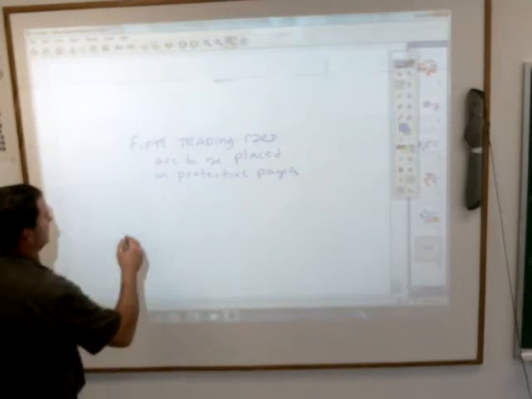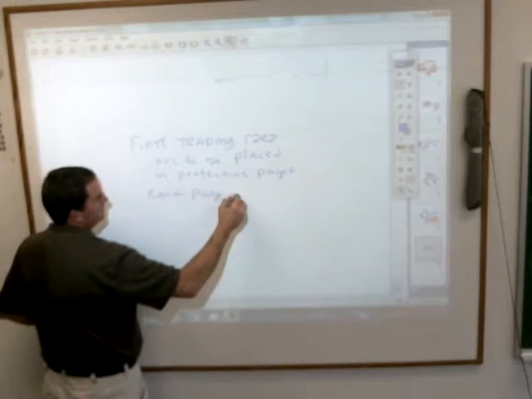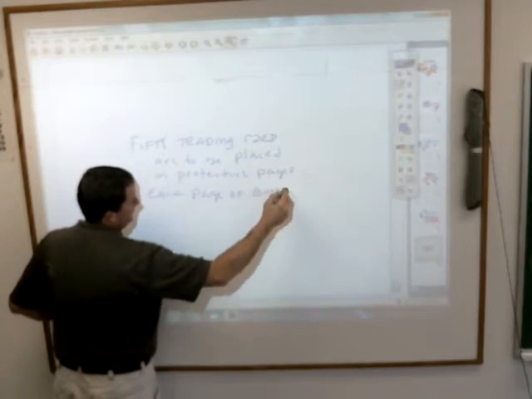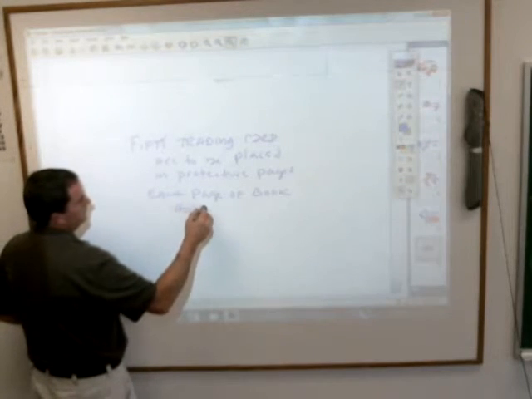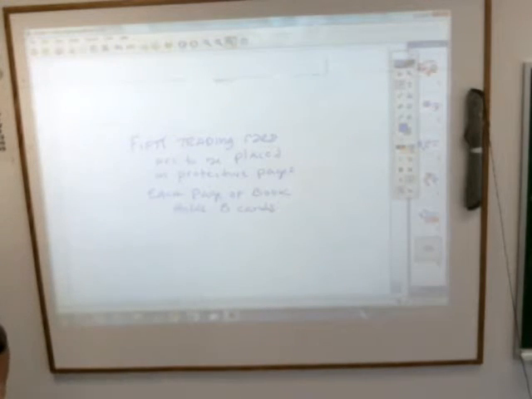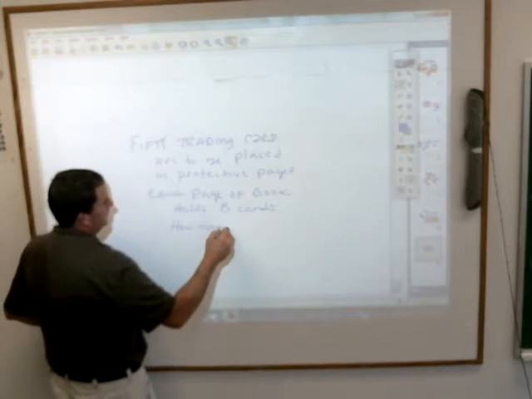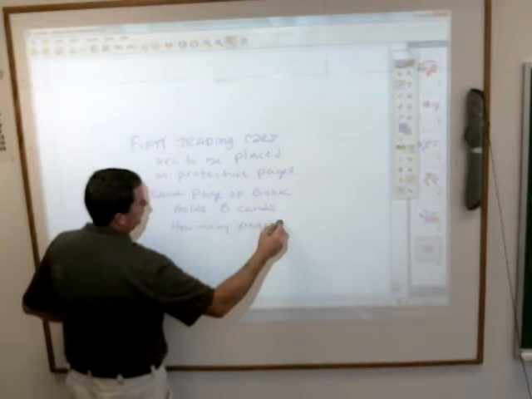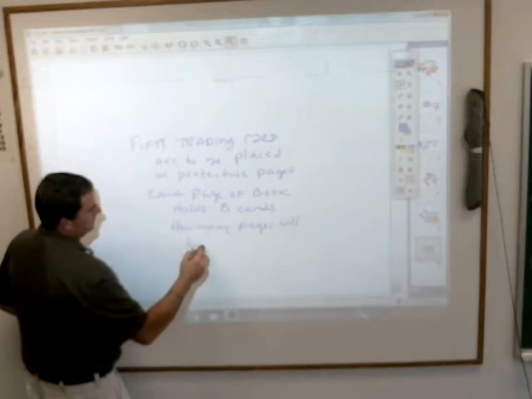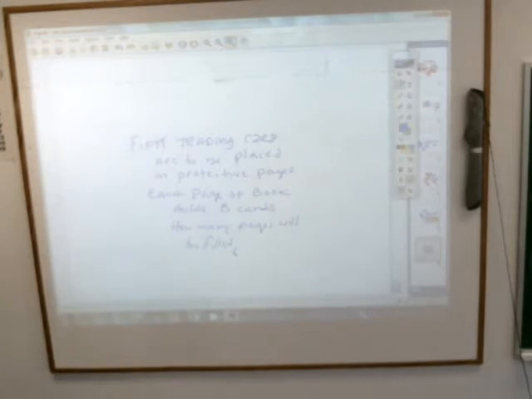Each page of the book holds 8 cards. How many pages will be filled? And how many pages will you need?